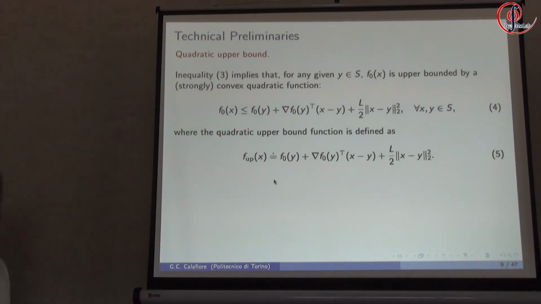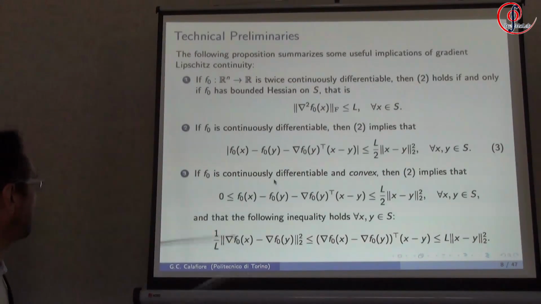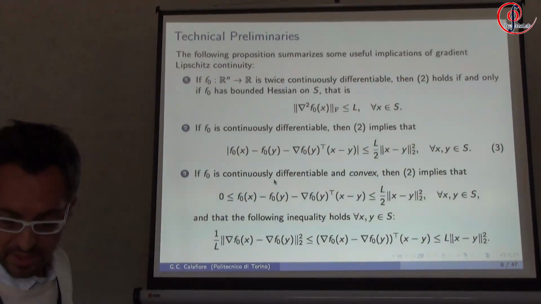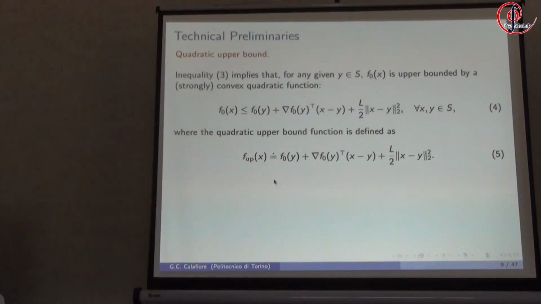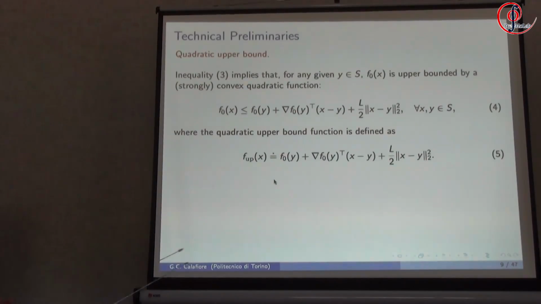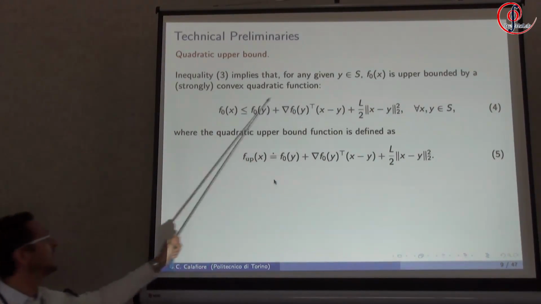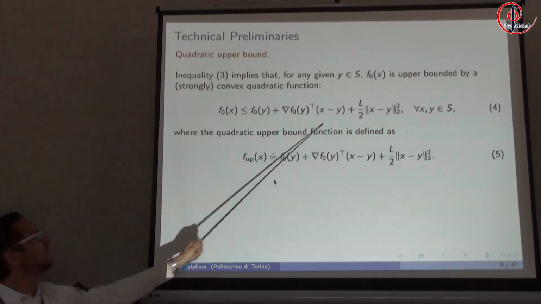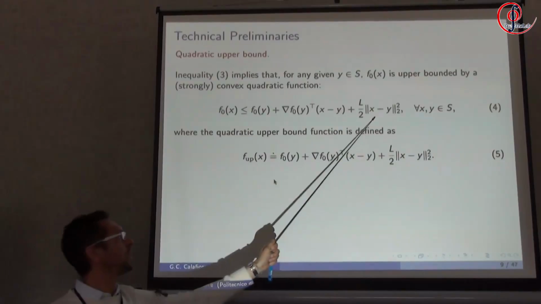One of those inequalities, in particular this one, also implies something interesting. It implies that the function is upper bounded by a strongly convex quadratic function. Okay? So that inequality means that f0 of x is less than or equal to this thing on the right here. And what is this thing on the right? Well, there is a constant, there is a linear term, and there is a quadratic term.